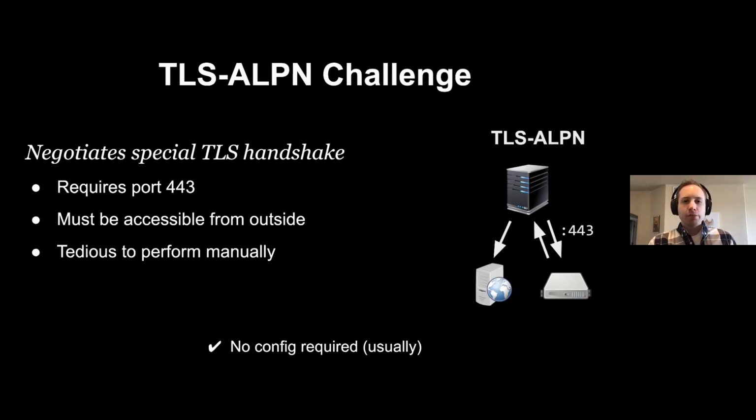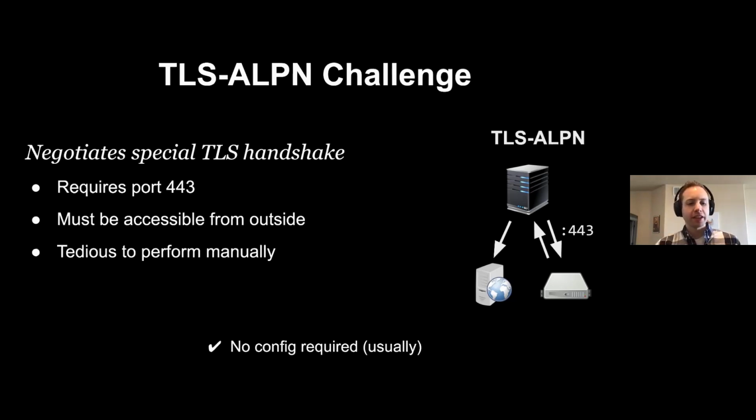The TLS ALPN challenge is similar, except that it works on port 443 and operates only at the TLS layer. So you don't need an HTTP server running or any particular application. You really just need the transport, the TCP and TLS transport, open on port 443. This does require port 443, much like the previous challenge. You can't get around that. You have to either forward the port or just use port 443.